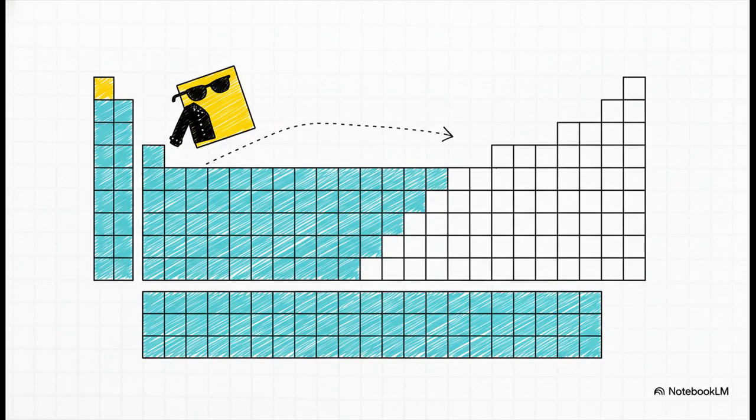Now, with any good rule, there's always an exception, right? And the big one here is hydrogen. Look at it, sitting way over on the left in Group 1, hanging out with all the metals. But don't let its location fool you. Hydrogen is the ultimate rebel of the periodic table. It almost always acts like a nonmetal.